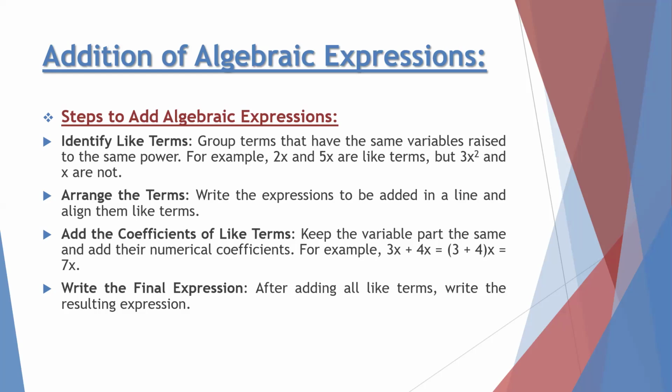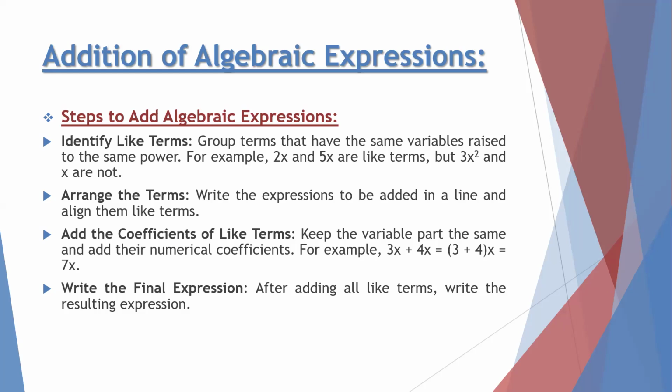Add the coefficients of like terms. Keep the variable part the same and add the numerical coefficients. For example, 3x plus 4x. You will get what? 3 plus 4 whole multiplied by x. You get the answer as 7x.